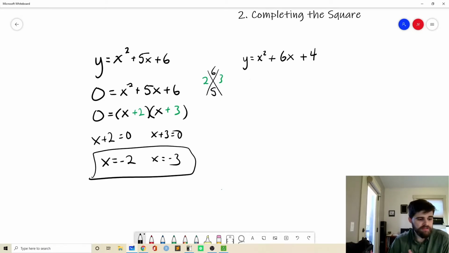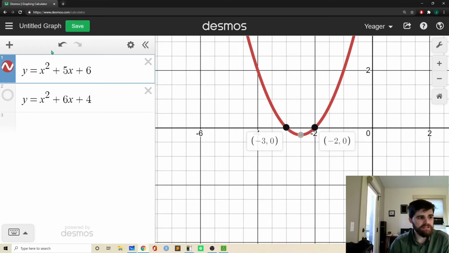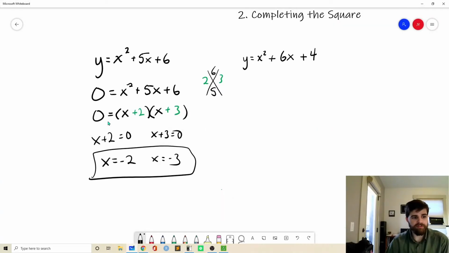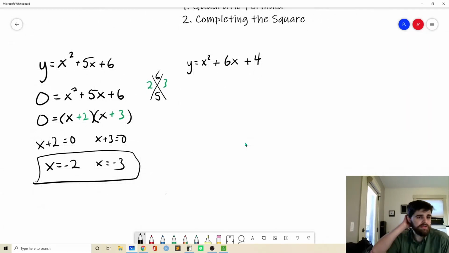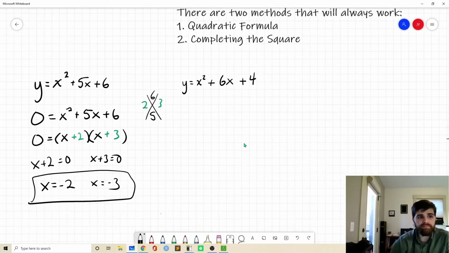We verified that this is a correct way to do it, right? We can throw this onto the graph, and we can see that we have two roots, -3 and -2, just like the algebra said. So this is what we've seen so far. Unfortunately, this doesn't always work. Not every quadratic is going to be able to be solved with simple factoring.